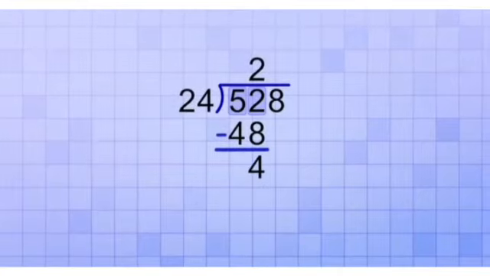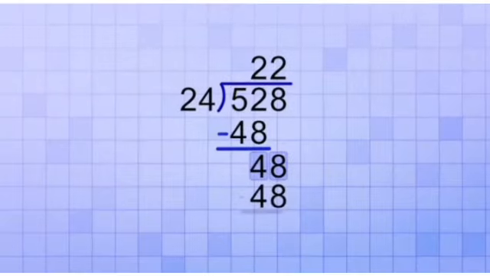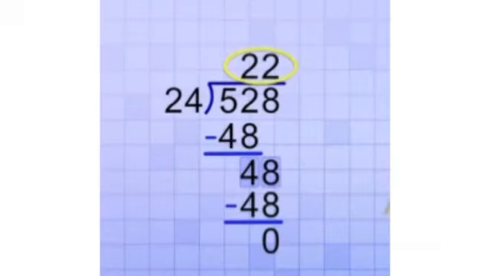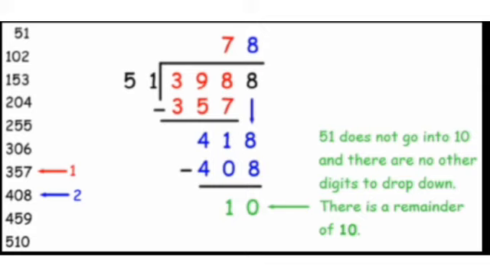Now the next number 8 you bring down and it makes the number 48. Now again 24 multiplied by 2, you will get 48. Now 48 minus 48, you will get 0 and you will get the answer 22. Okay students, now we look at the next example.